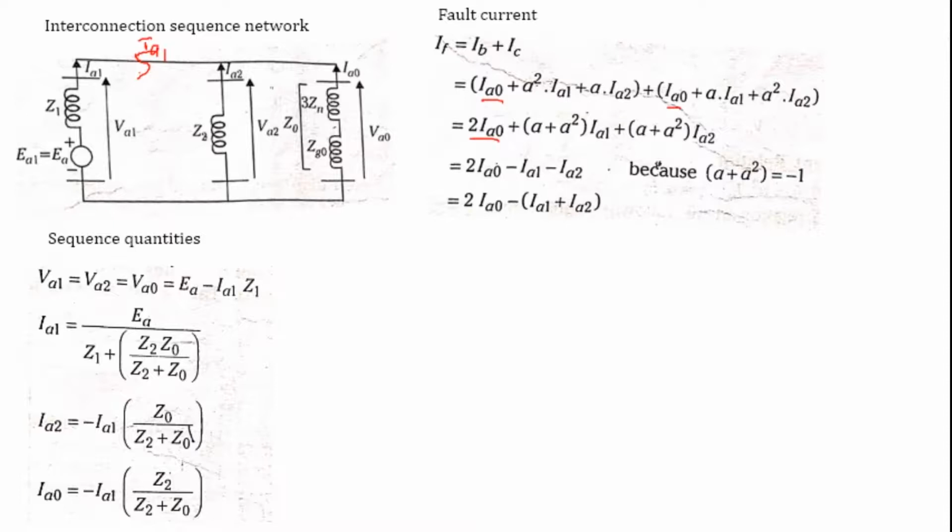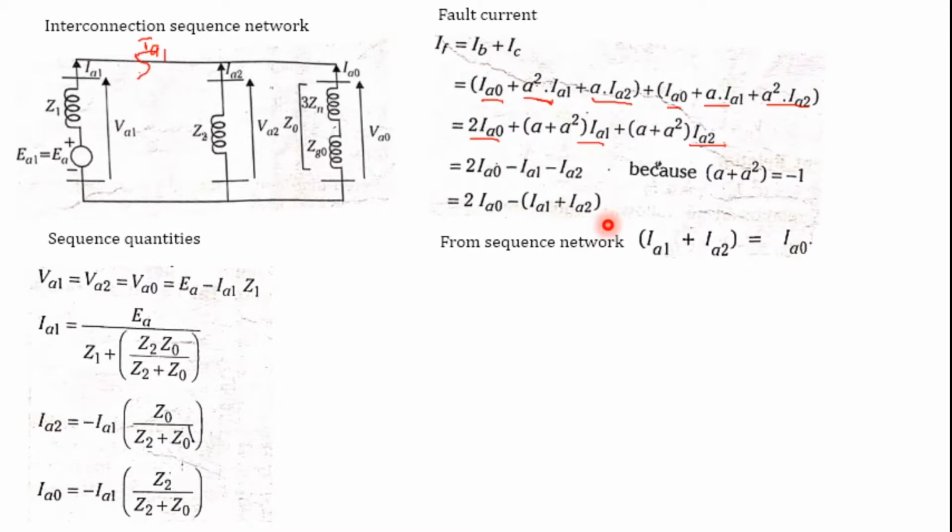Here, this is IA1, it is A square, and it is A into IA1, so A plus A square into IA1. Similarly, for IA2 it is A into IA2 and A square into IA2, so we'll get A plus A square into IA2. Already we know that 1 plus A plus A square becomes 0, so A plus A square becomes minus 1. Substituting that, we get minus IA1 minus IA2. What is common here? It is minus, so you can write it as minus of IA1 plus IA2.